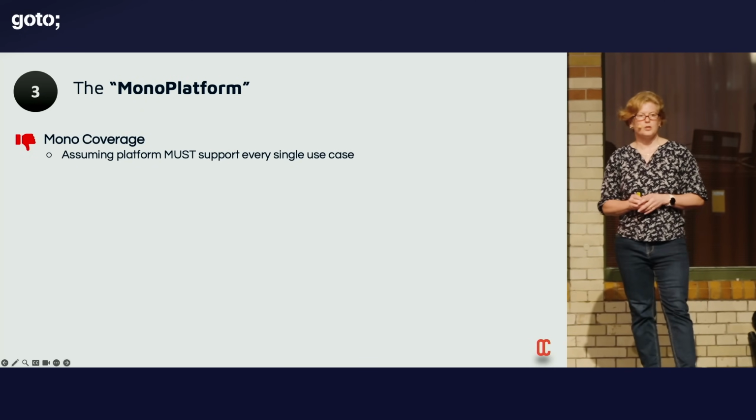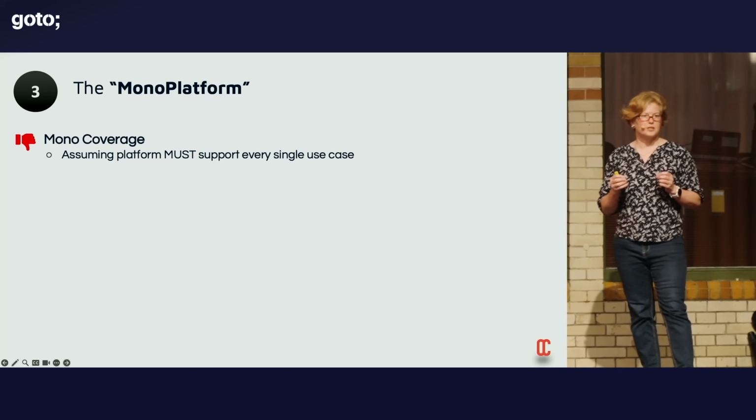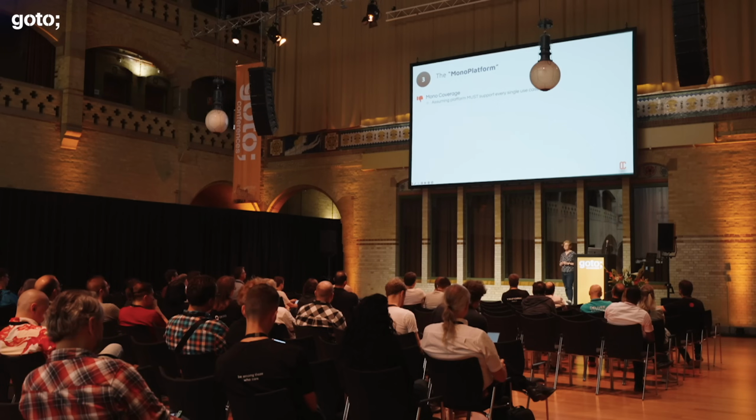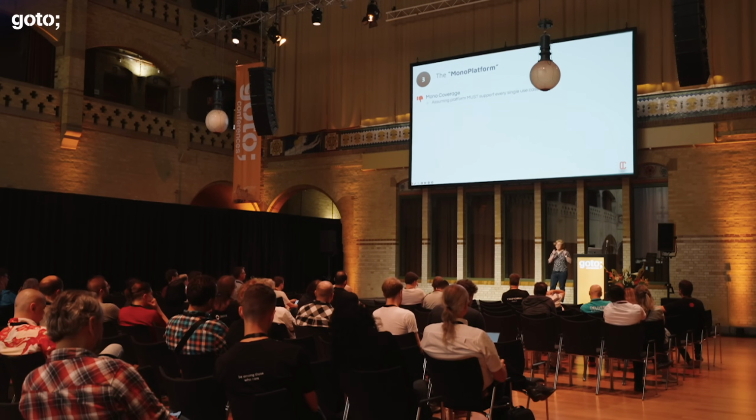The first one is what I call mono coverage. And this is where there's an assumption that the platform must cater for absolutely every single use case out there. So you might be going through a digital transformation, you're trying to transform some of your legacy estate into a new cloud-native approach. And the question is, does every single app need to land in the platform? And I'd argue probably not.